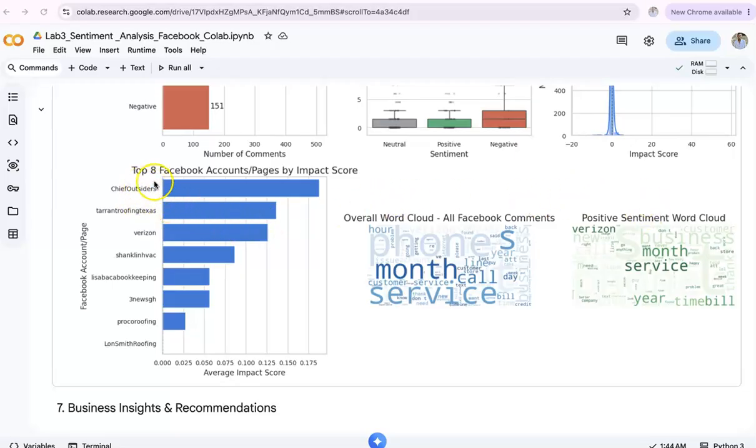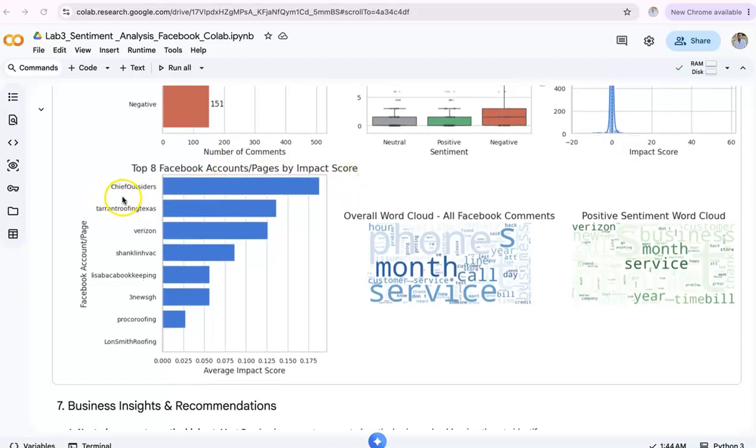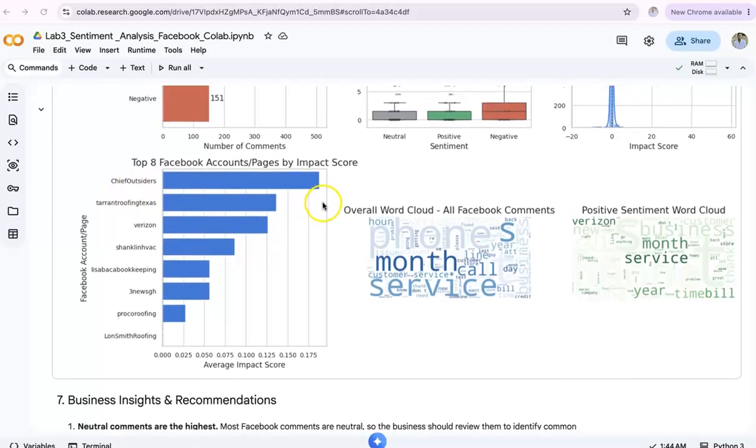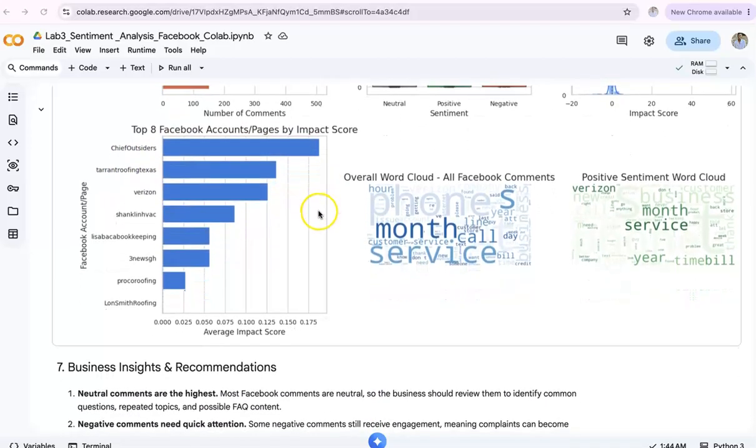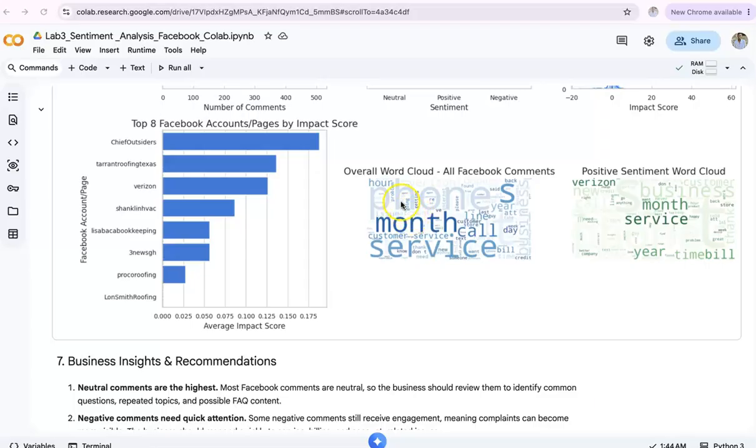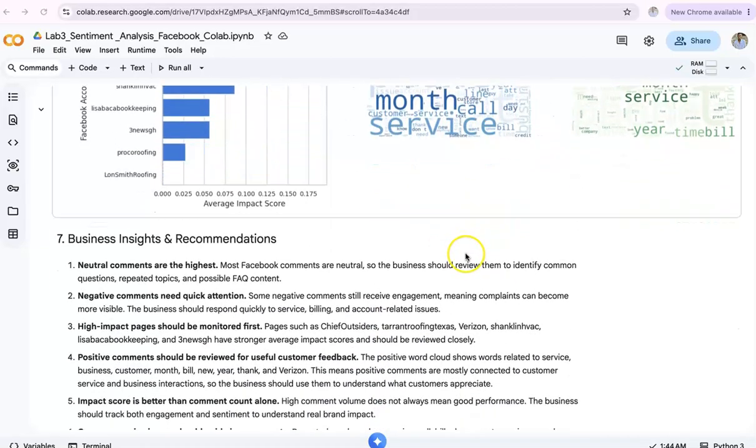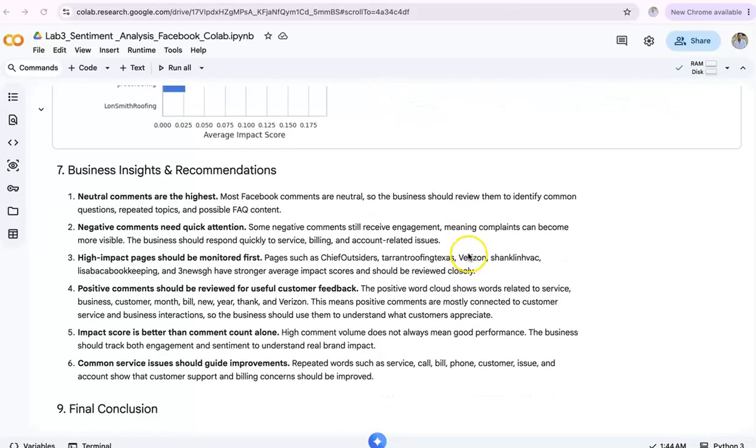Next, I have the top 8 Facebook accounts/pages by impact score, and from this we can see Chief Outsiders on top based on impact score. After that, I have overall word count on all Facebook comments, and we can see services, month, hour, call, day appearing so many times.